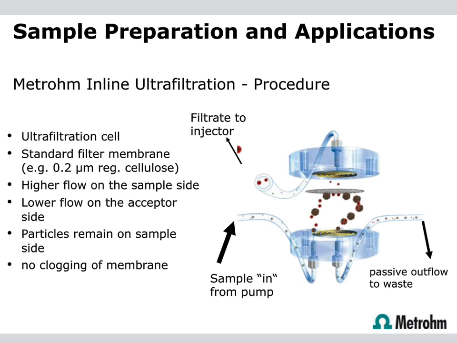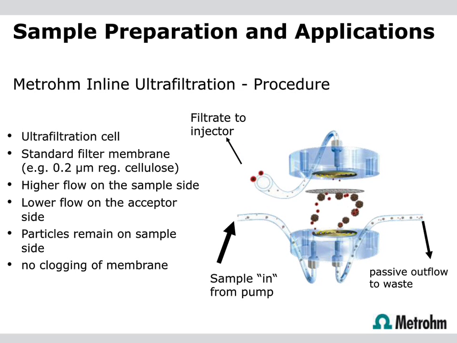Now, how it actually works is animated on the right-hand side of this slide. So we have 2 flows. We have a high flow and a low flow with a typical ratio of around 4:1. Now, what makes this system unique is that the actual sample flow is flowing perpendicular to the filter disc, perpendicular to the flow across the filter disc.